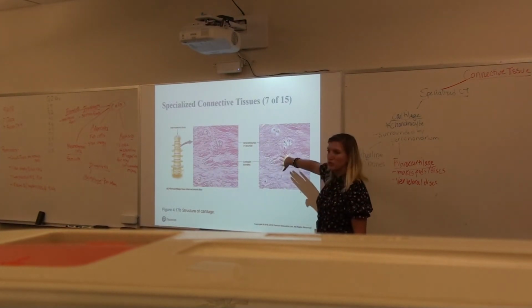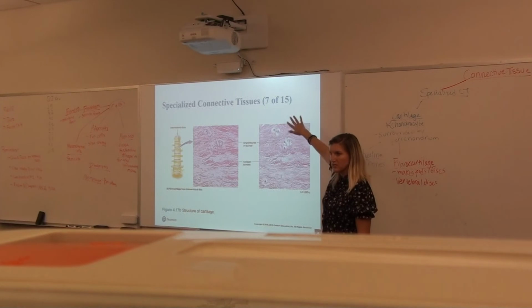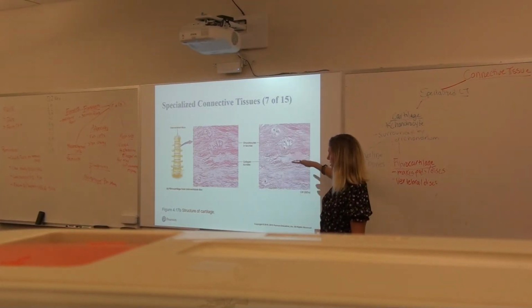So you can see here much more fibers in this. That background of hyaline was nice and smooth. The background here in fibrocartilage is kind of wavy.